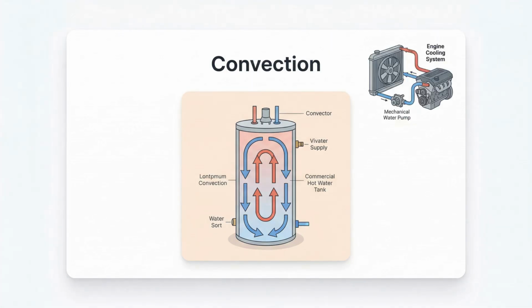We also use forced convection in the trades. For example, a car's cooling system uses a mechanical pump to actively force water through the engine block to pull heat away. Finally, we have radiation.